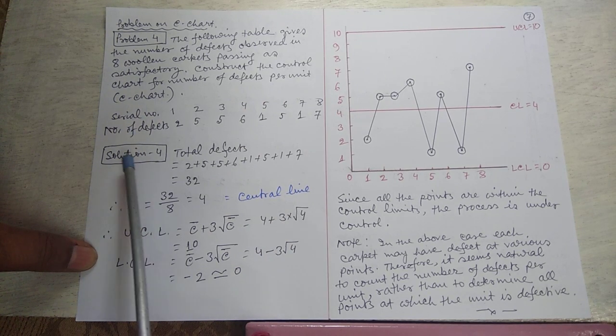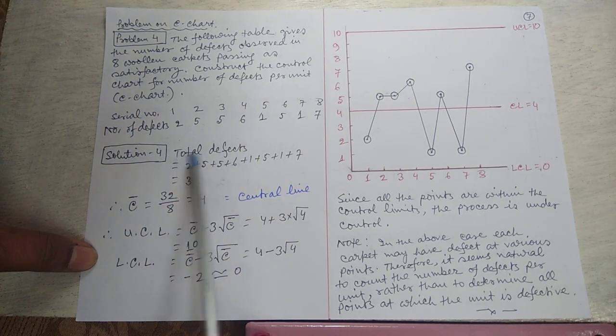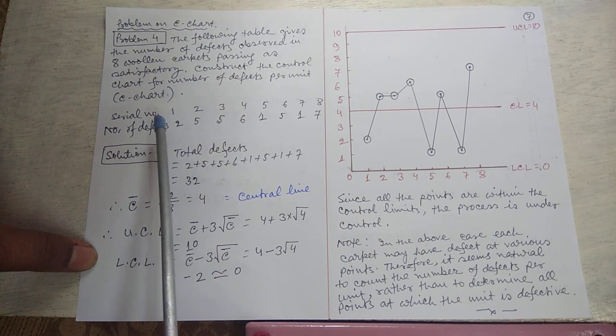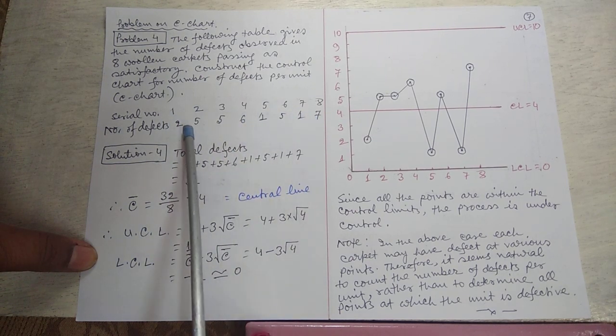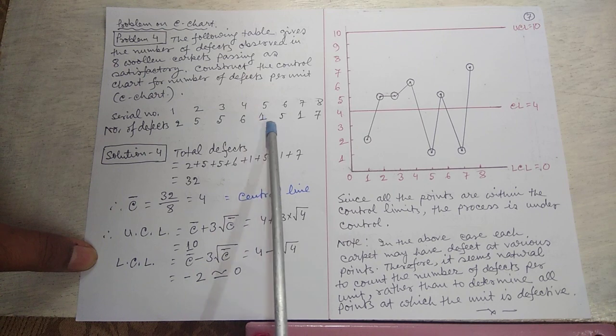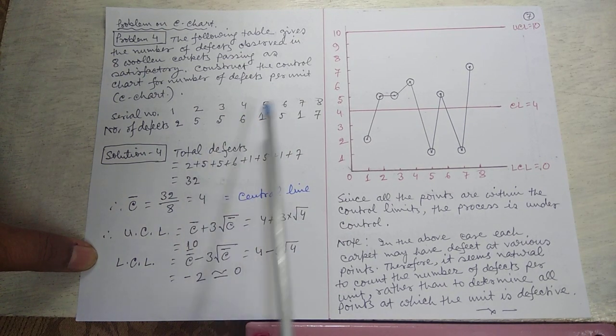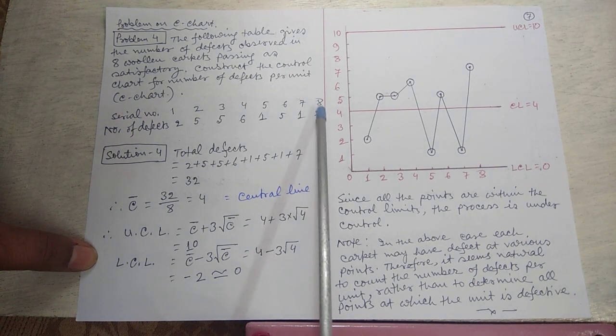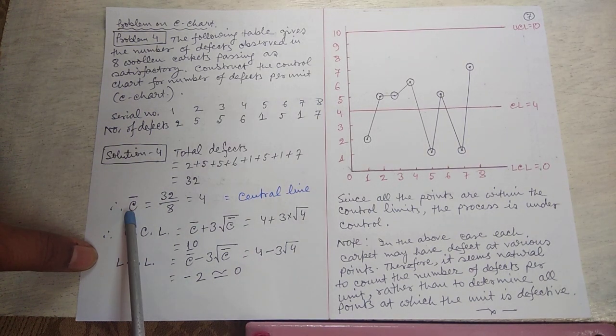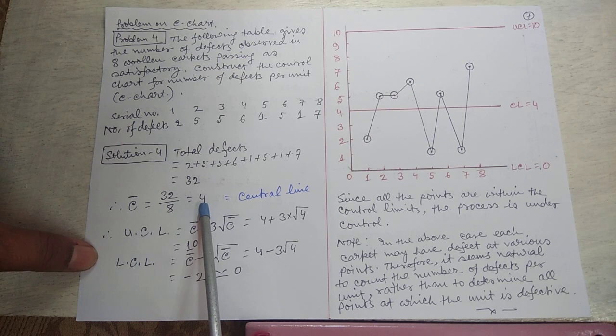Now, what is the total defects? Total defects is just add this value: 2 plus 5 plus 5 plus 6 plus 1 plus 5 plus 1 plus 7, that is 32. And what is the number of carpets? That is 8. So C bar equal to 32 by 8 equal to 4, that is central line.